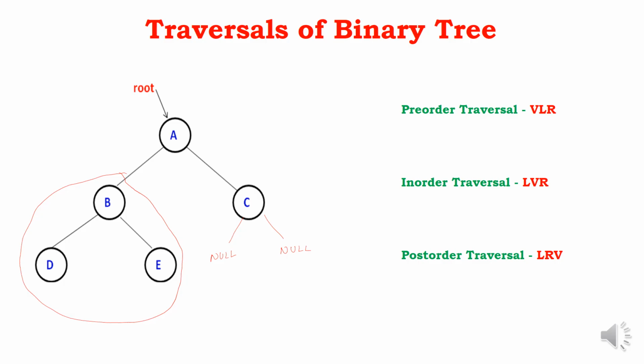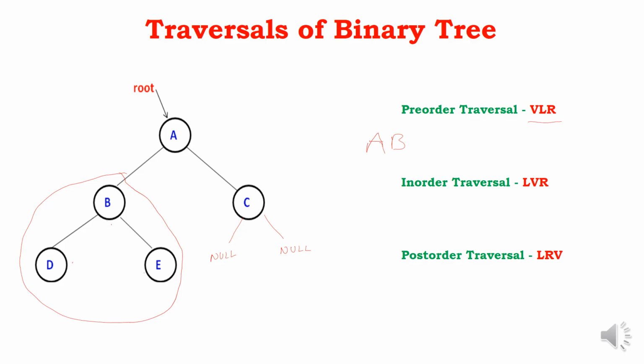Now we wanted to traverse this binary tree in preorder, inorder, postorder. Preorder, VLR, visit root node, traverse left subtree in preorder, traverse right subtree in preorder. Visit root node. A, A is root node. Then traverse left subtree in preorder. So in left subtree there are three nodes. We need to traverse them in preorder. Preorder means root, left, right. Root is B. So visit B.